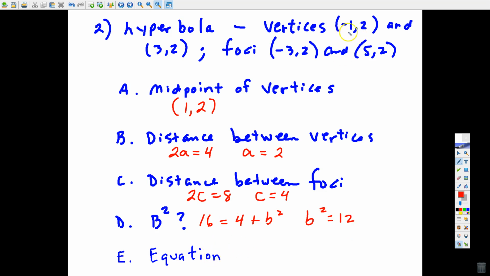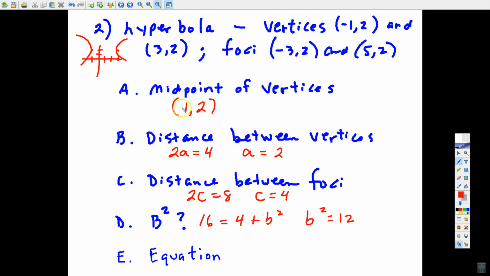All right, so pay attention to where the vertices are. And once again, a little sketch may help. (-1, 2) is here, and (3, 2) is here. This time our transverse axis is horizontal, which means we're going to have our hyperbola opening to the left and to the right, which means x needs to be the lead variable.